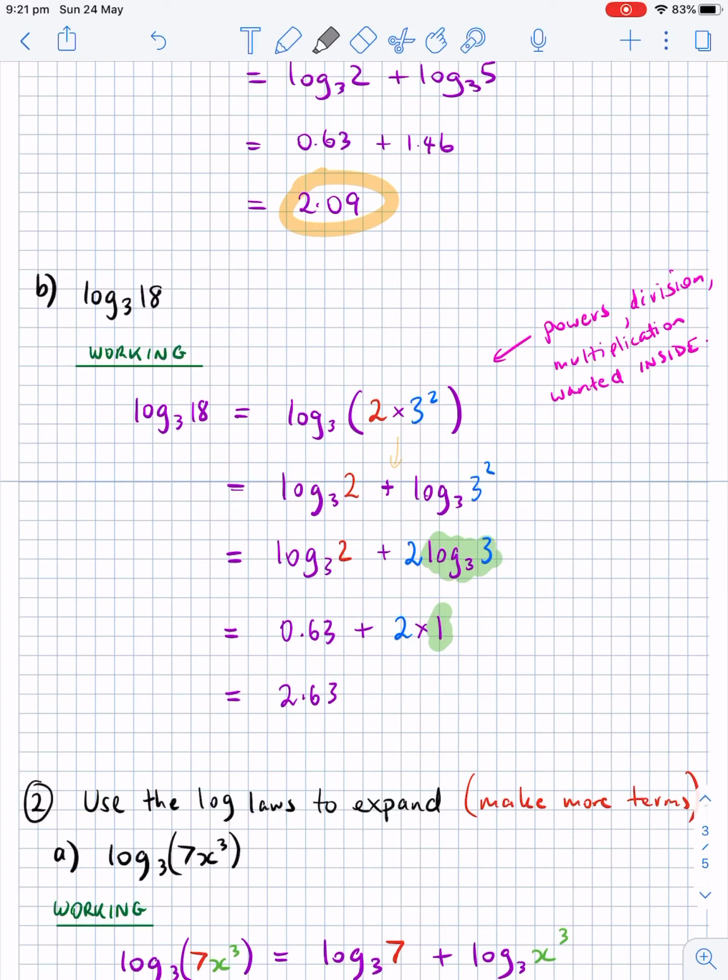So these can take a while to do in your head, but really try to think about all the different expressions you can get for this number here, 18.